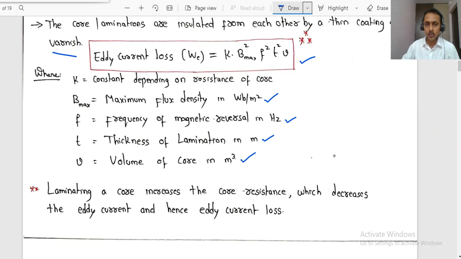Okay, so far, let me complete this one also. Laminating a core will increase the core resistance. Because of the increase in the resistance, it offers a high resistance path to the eddy currents, so I square R loss will be reduced, and eddy current will be minimized.